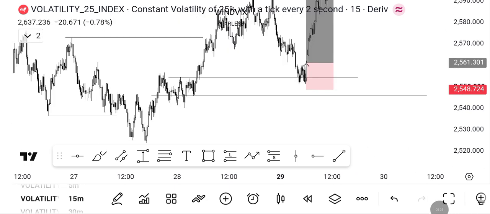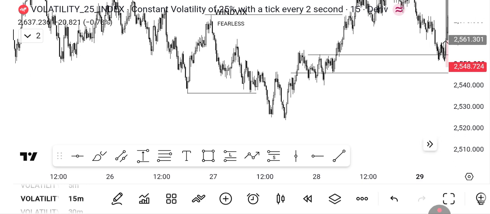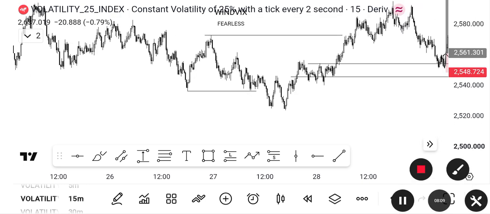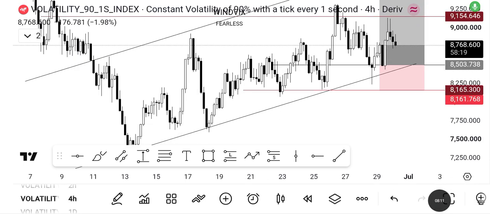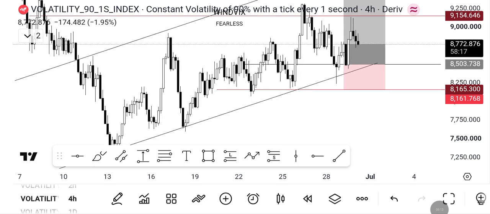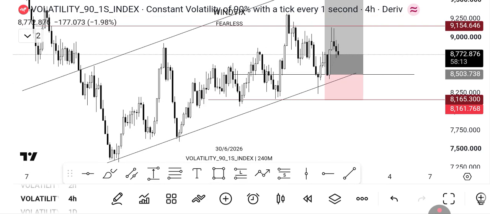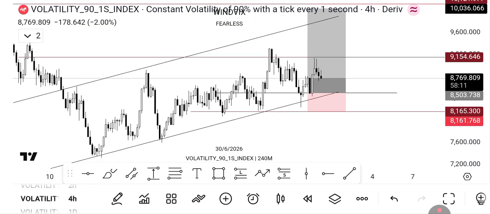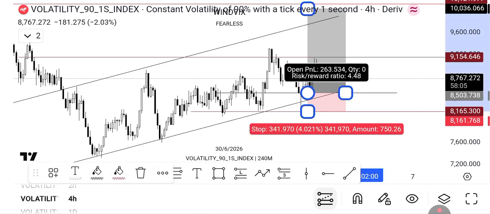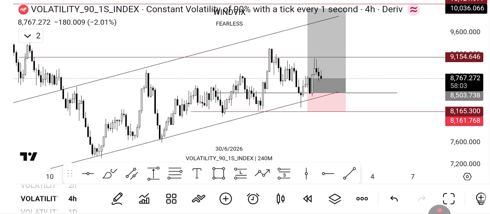So let's go to CSID. CSID. All right. So I'm using V91S for this. I'm actually on this trade currently, and I want to show you why I'm taking this trade, and why I took it at that point.